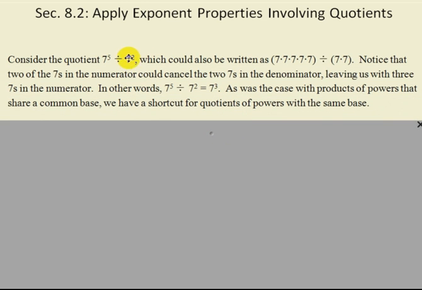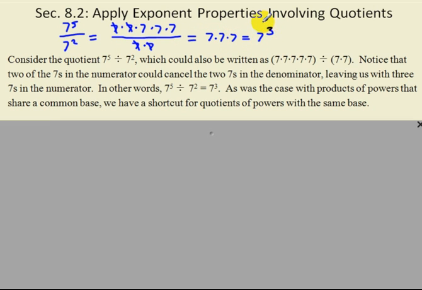Well, look at the quotient 7 to the 5th divided by 7 squared. And we might want to write that as a fraction. So if we have 7 to the 5th over 7 squared, notice that we can rewrite that as 7 times 7 times 7 times 7 times 7 over 7 times 7. But we could take 2 of the 7's in the numerator and cancel those 2 that are in the denominator. And what we're left with will be 3 7's being multiplied together, or in other words, 7 cubed.